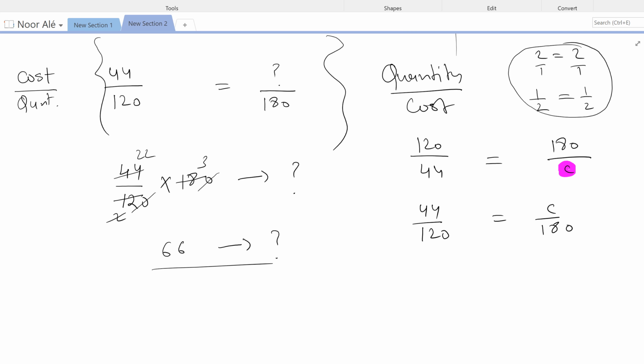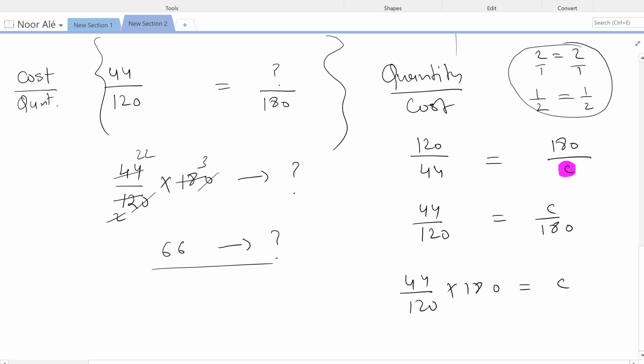So by that reasoning, we flip them, and now C is on the top, and it's easy to get rid of 180. You multiply both sides by 180, and that 180 is going to cancel out. So you have the C. And it's the same thing as you have there. So either way, you will get the answer, but make sure that you are writing quantity on both tops. So your numerator places are quantities, and the cost is denominators. So it can't be like quantity over quantity equals cost over cost.